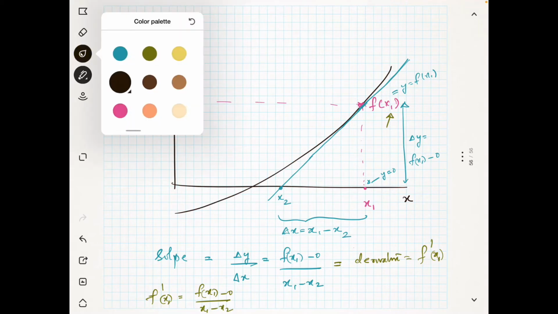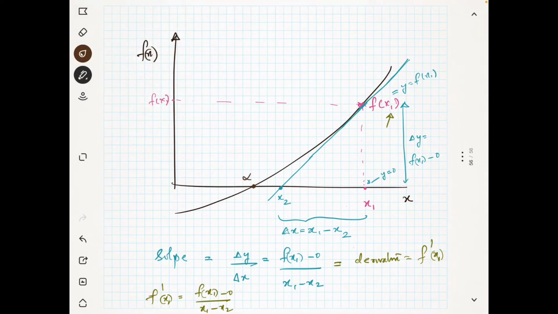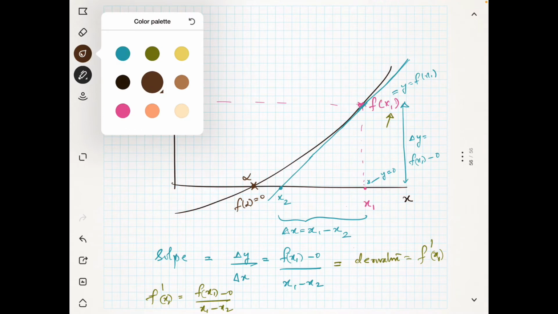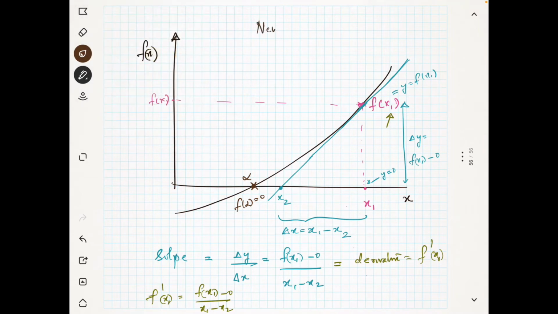So where is your original solution? I will just write the original solution now. Your actual solution is alpha, such that f of alpha is equal to 0. Now you see I got a point x2, in the second iteration. This is the Newton-Raphson method, and this is an iterative procedure. Now you know x2, so from this x2 you will find f of x2, and you will draw another line here.